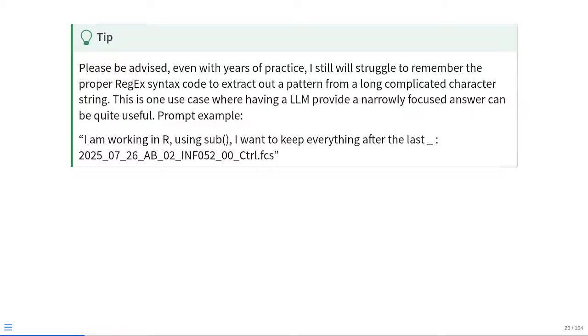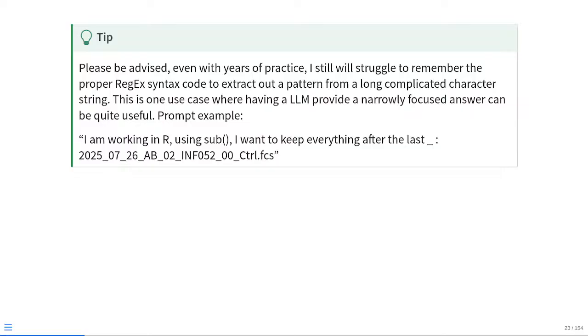So I had mentioned that the regular expression pattern was .*_. So please be advised, even after years of practice on my end, I will often still struggle when it comes to remembering what's the proper regex syntax code to be able to extract out a particular pattern, especially when it's like, is there a difference between the second and the third underscore, the final underscore, the first underscore? Regex is kind of complicated, especially as you come from a biology setting, first learning how to do more the computer programming sense. So this is not an area that I recommend investing a huge amount of time in.